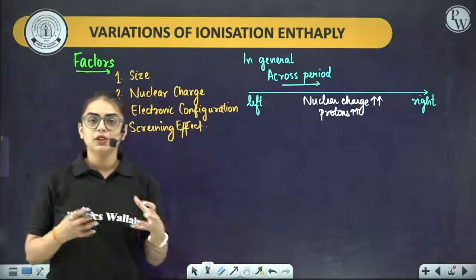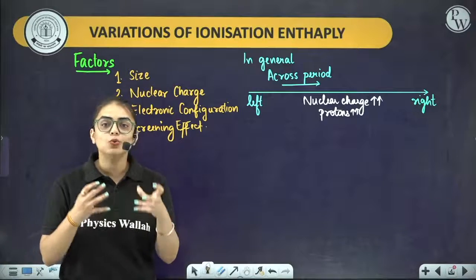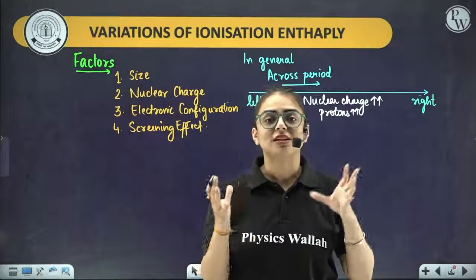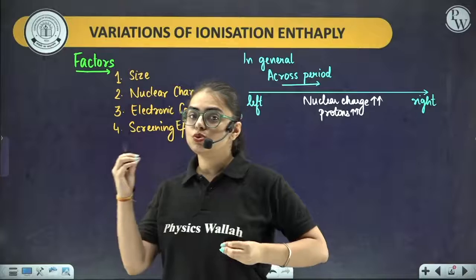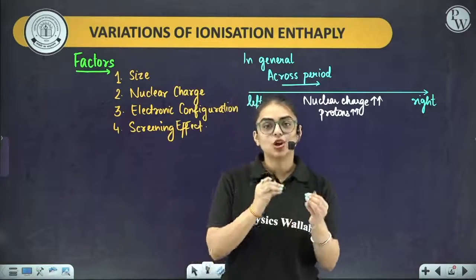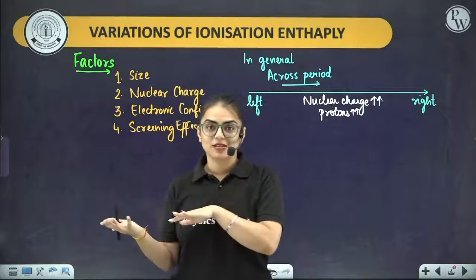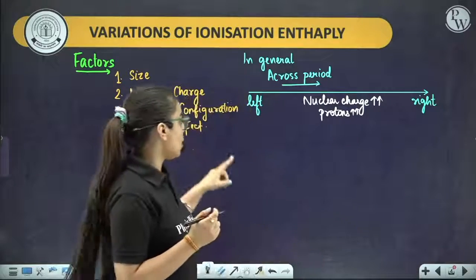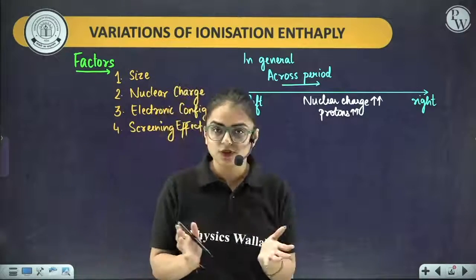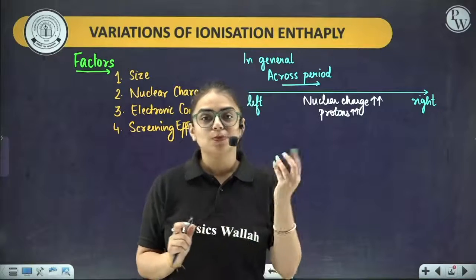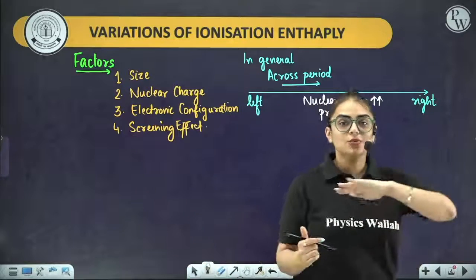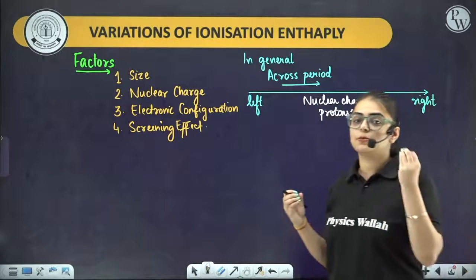For example, the charge exhibited by the nucleus on the outermost shell valence electron, that means the electrostatic force of attraction between the nucleus and the outermost shell electron, is basically the nuclear charge. Basically this increases as we move, because the number of protons increases. Nucleus depends upon neutrons and protons. Neutrons are neutral in nature, so it depends upon the protons. So across a period, the number of protons increases, that means nuclear charge increases.